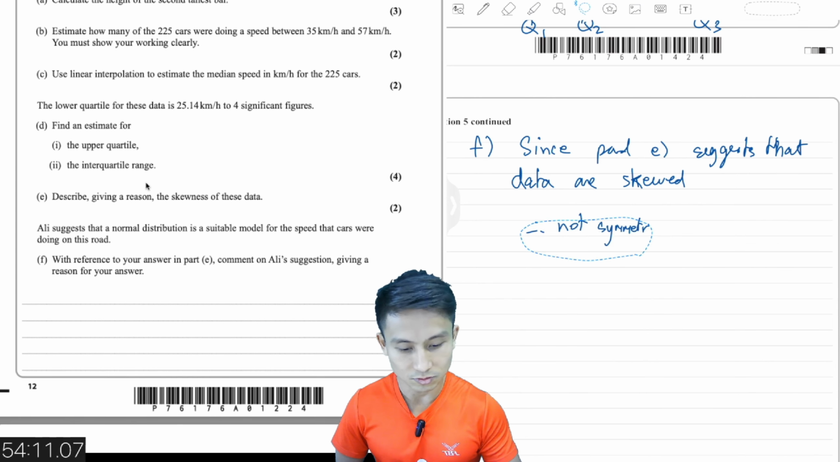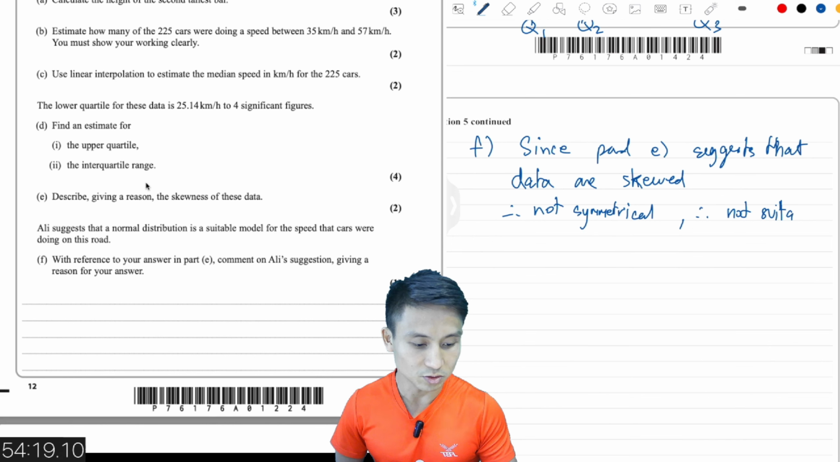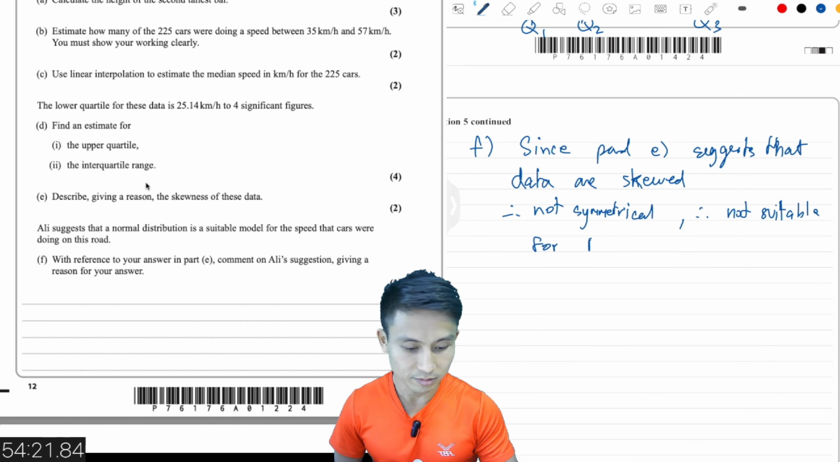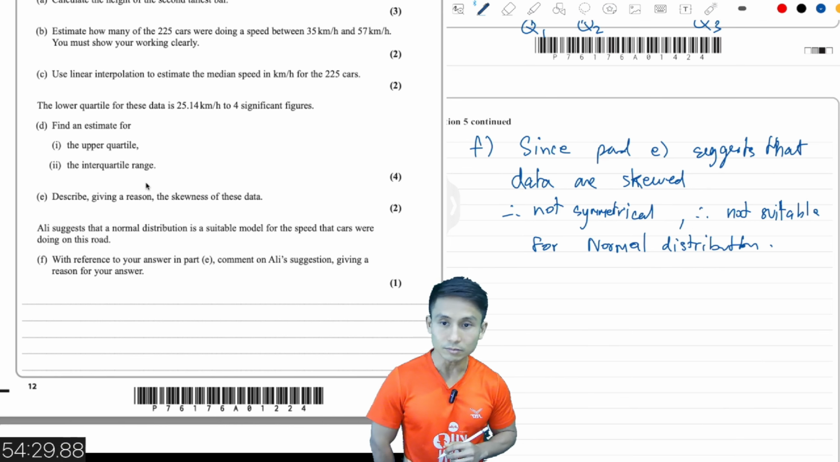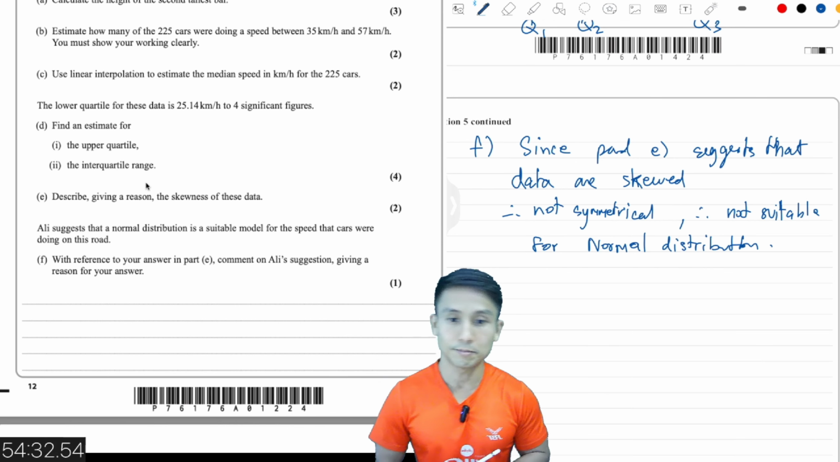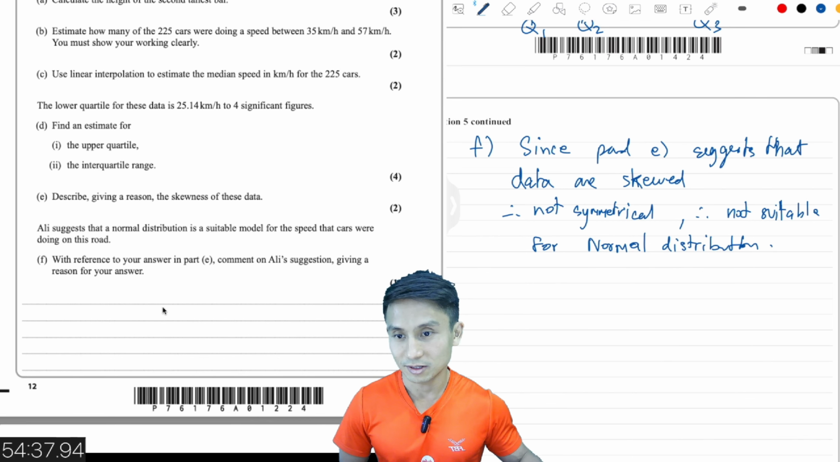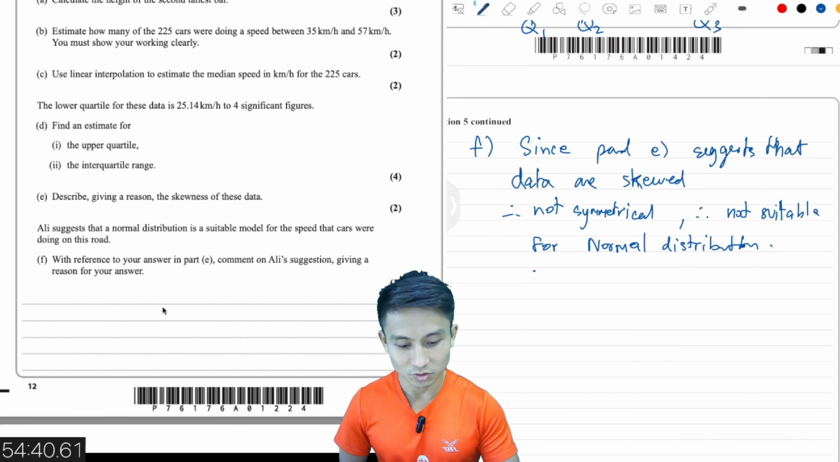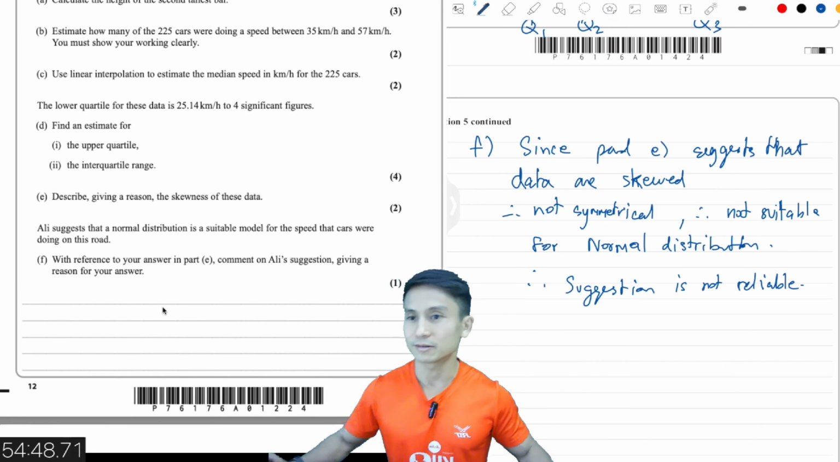Just going to move this to the new line. Well, therefore not suitable, because to be suitable for normal distribution, you need symmetrical data. Yeah, should be symmetrical, but it's not, so it's not suitable. Comment on Ali's suggestion. So suggestion is not reliable. I'm just going to comment on that.